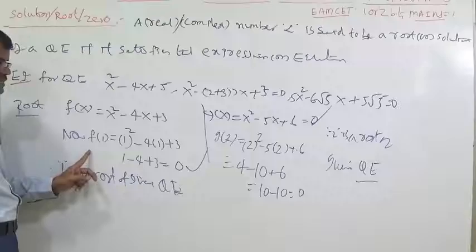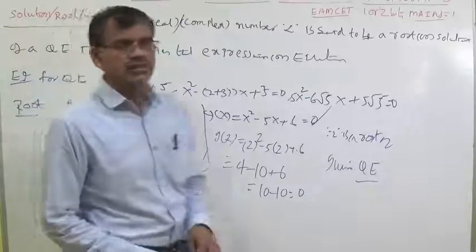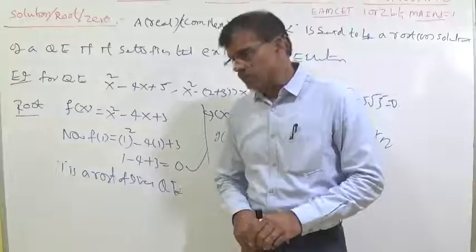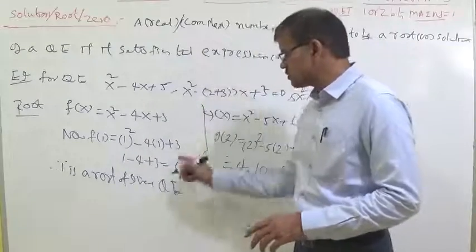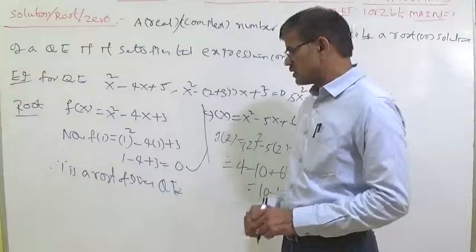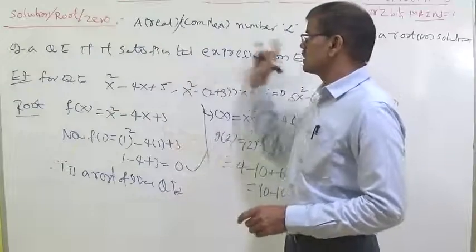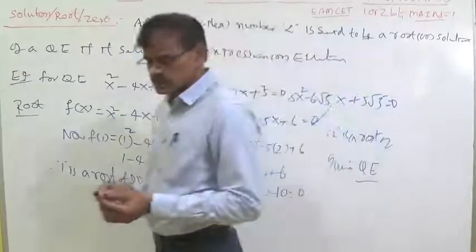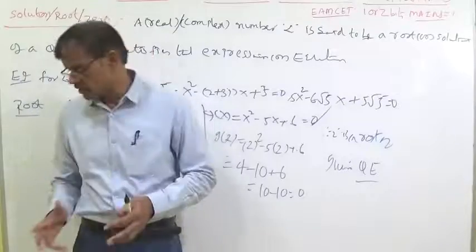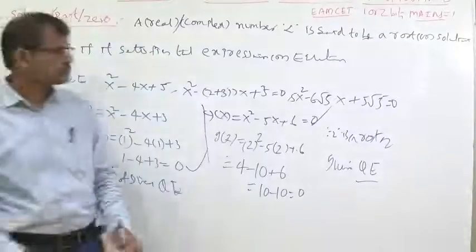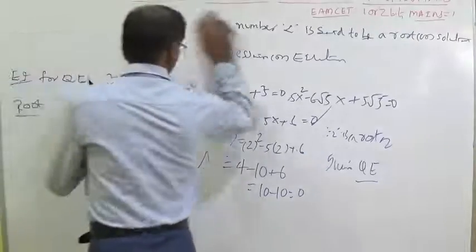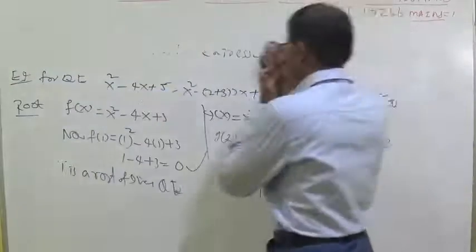Whenever a number is satisfying, what is meant by satisfying? The answer should be 0 whenever you substitute the value. Whenever you substitute 1, it becomes 0. Whenever you substitute 3 also, it becomes 0. So this means that the real or complex number which satisfies the given quadratic equation or quadratic expression is called a solution, or root, or zero. Now let us discuss quadratic identity.